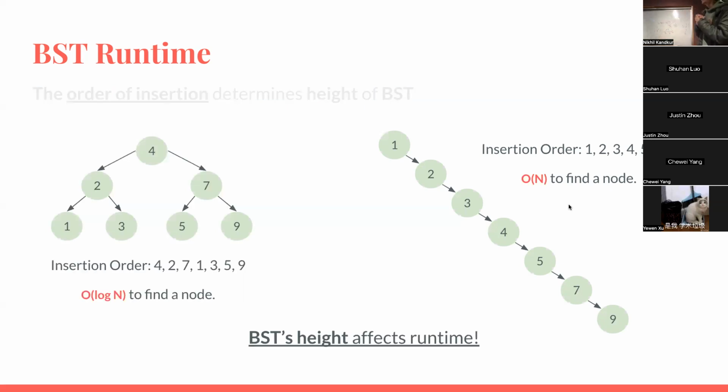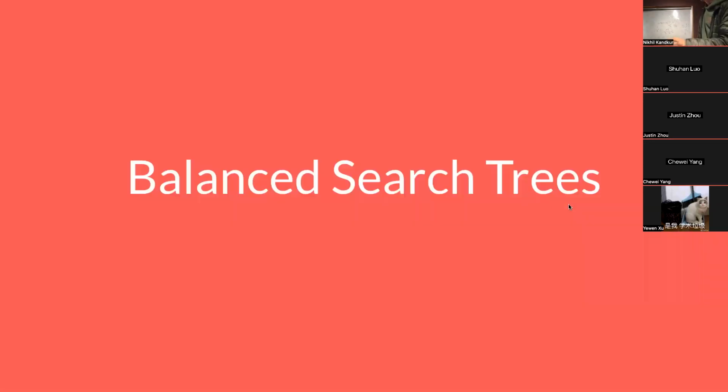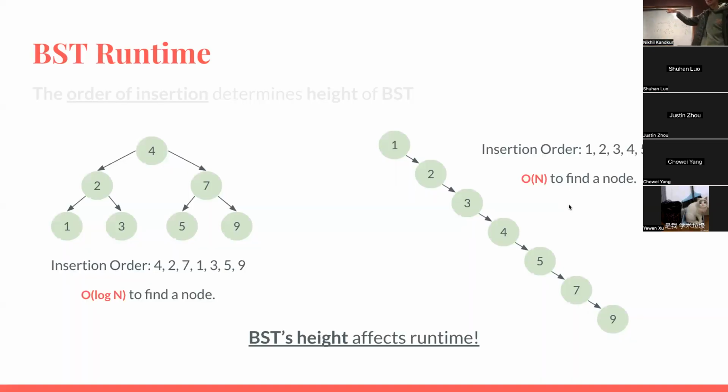Cool, that's pretty much this slide, but essentially what we want to figure out is, is there a way to maintain the height? Because if we can maintain balance, or maintain the minimum height, then we get a very good runtime out of all our trees, right? Are there any questions regarding this? Okay, I think we're good.